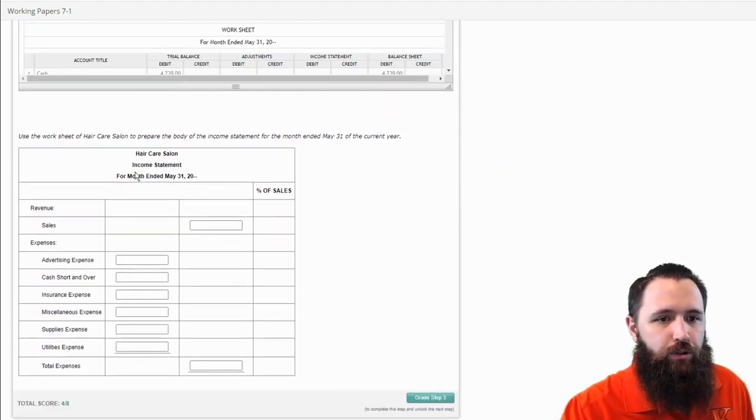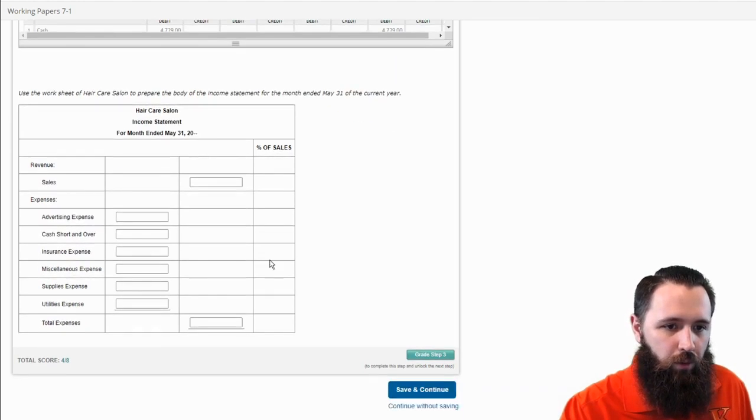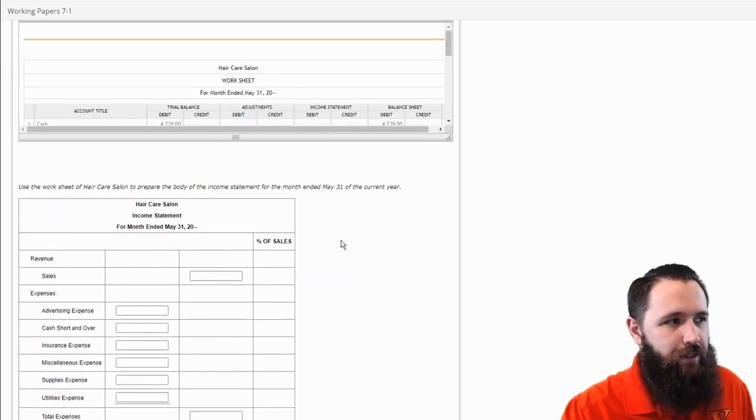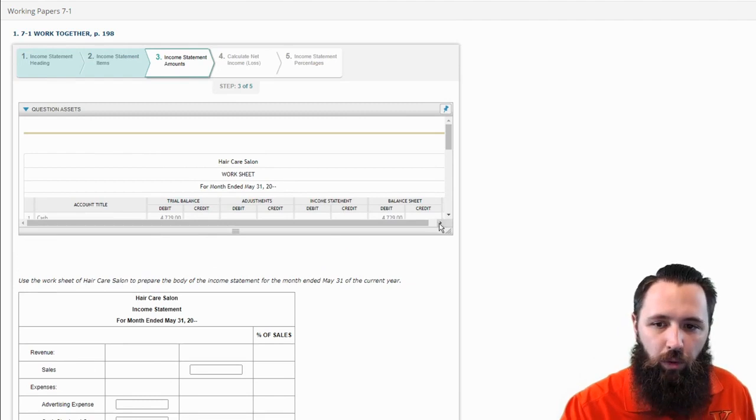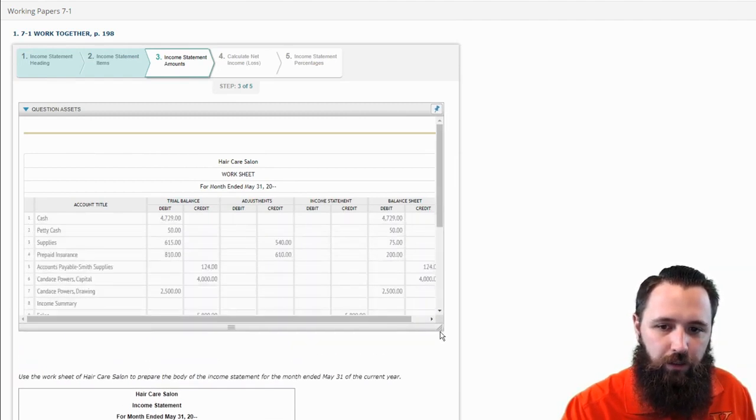So next it says use the worksheet of Hair Care Salon to prepare the body of the income statement for the month ended May 31st of the current year. So now we are just going to record our sales and expenses. And where do we get that information? Well, we're going to get it right from our worksheet.